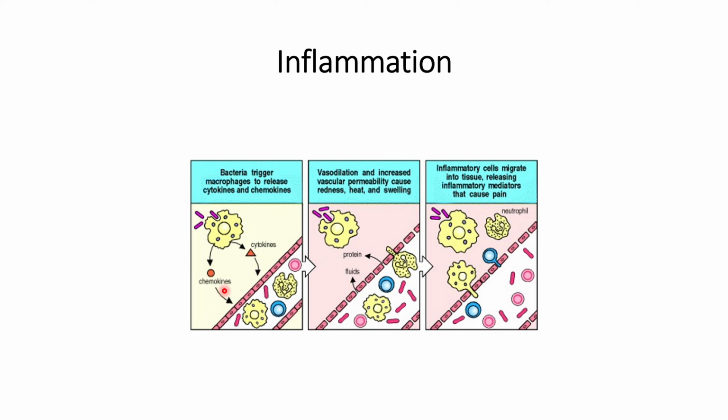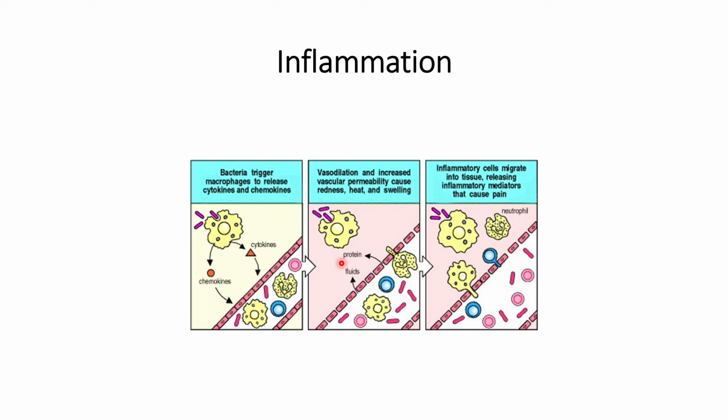Both of these are released when the macrophage detects bacteria. The first figure shows the release of chemokines and cytokines when bacteria is detected by the macrophage. The second figure shows what happens after these chemicals are released.